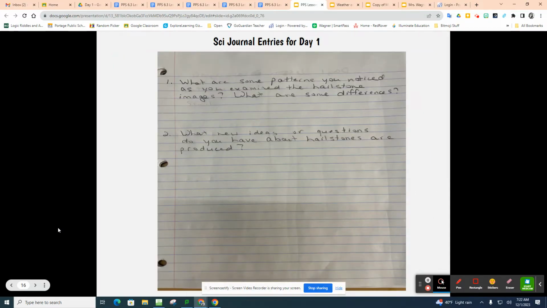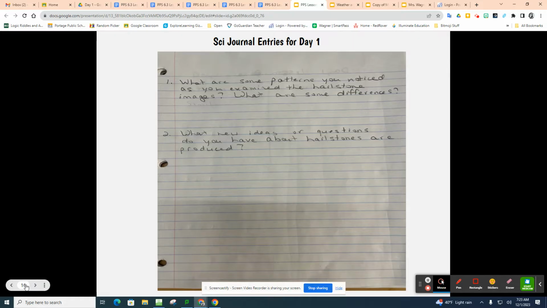those hailstones. So you're going to write this down in your journal. These 2 questions on the next page. What are some patterns you noticed about the hailstones as you examined the images? And what are some differences? Number 2, what new ideas or questions do you have about how hailstones are produced? If you don't have those 2 questions in your journal, make sure that you write them down and answer those questions before moving on to the next page.